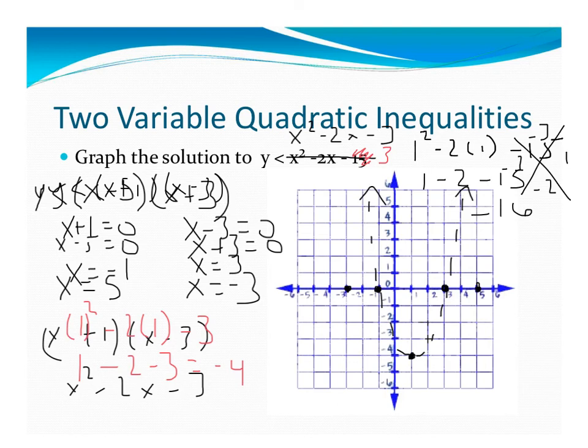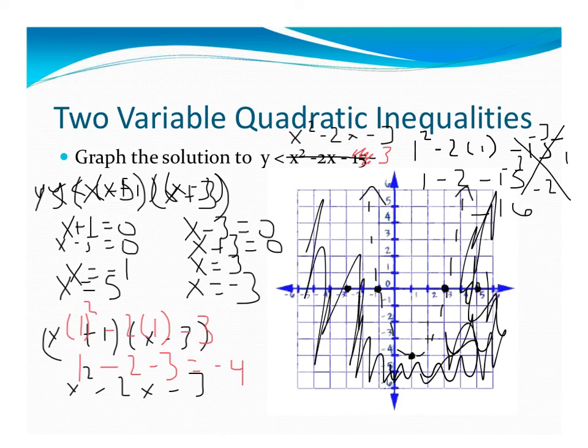So what I need to do is shade either in here or on the outside. Well, since it's less than, it's going to be below the line, or below the parabola. I usually like to look at the vertex and say, okay, below there. So I'm going to shade below the vertex. Well, that's also everywhere out here as well. So everything outside of the parabola gets shaded.